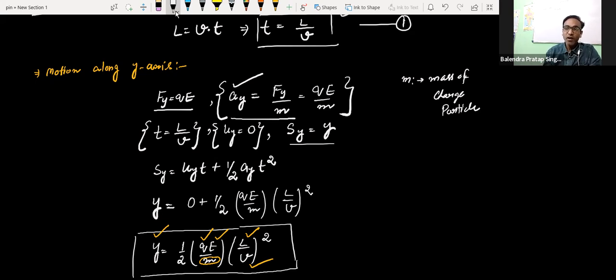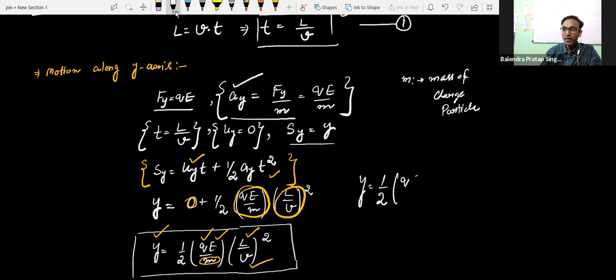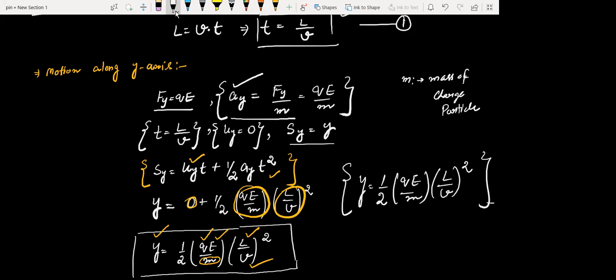When you substitute all these values in the formula y = uy t + (1/2)ay t², the value of uy is 0, so this part is 0, plus (1/2) ay, where ay is QE/m, and t is L/V. When you substitute all the values, you get y = (1/2)(QE/m)(L/V)². It's a very important problem. So this is the value of y. Is it clear? Yes, sir. That's all about it.